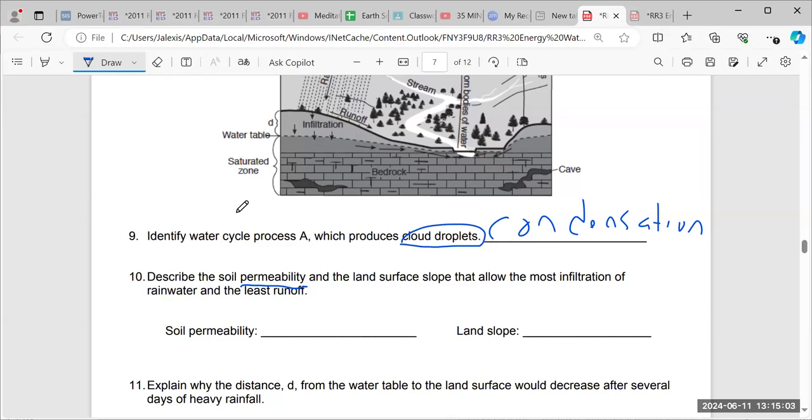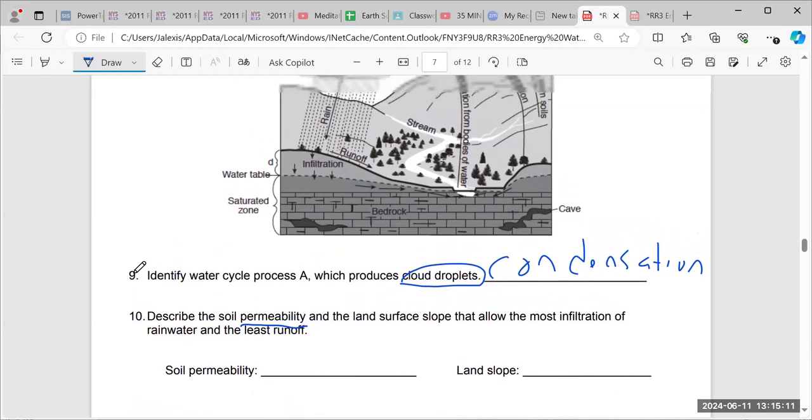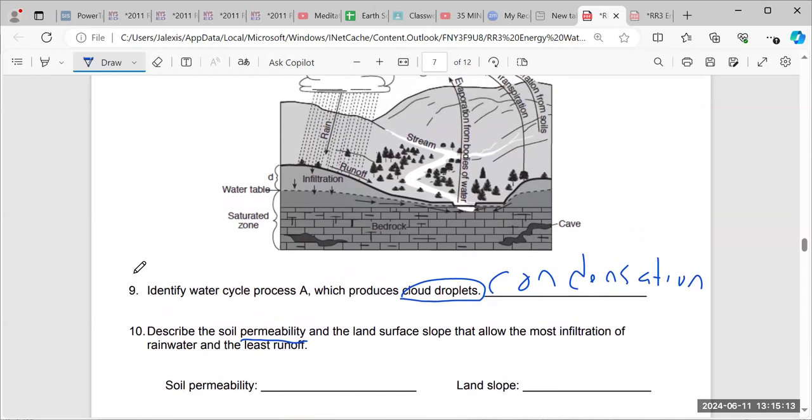What does permeability mean, first off? Not how much it could stand. Permeability, what is it? The rate at which water enters the ground. So if you have a soil that's high permeability, that means you have the ability to allow a lot of water to pass into the ground. All right?